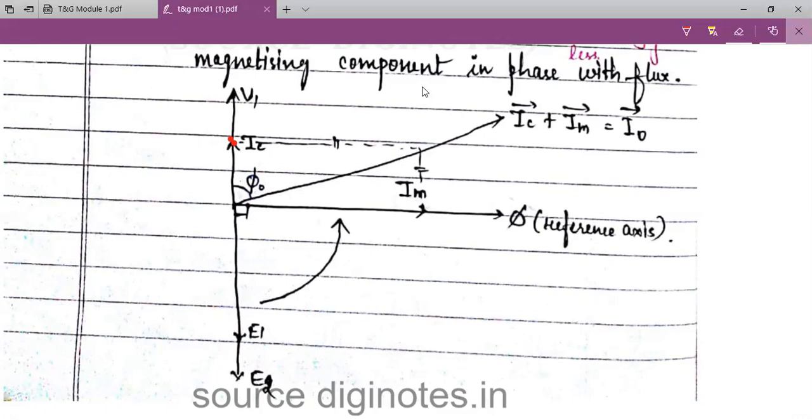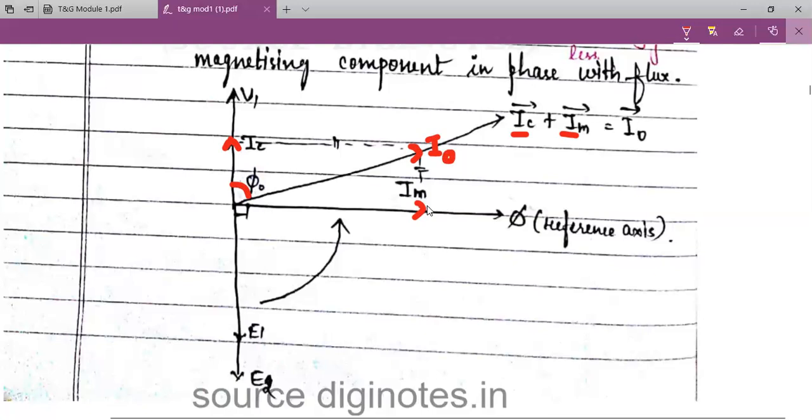So now, with the help of this phasor diagram, we want to write the values of IC and IM. This is IM and this is IC, so I have to write the components of IM and IC, as you studied in the elements of civil engineering. Here the angle is phi naught and the value of this is I naught. So how will you write IM?